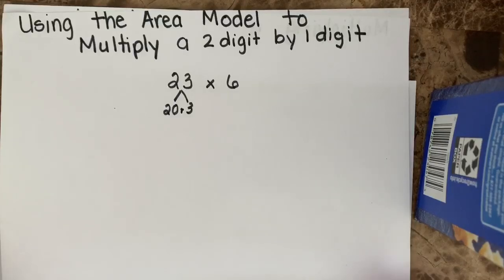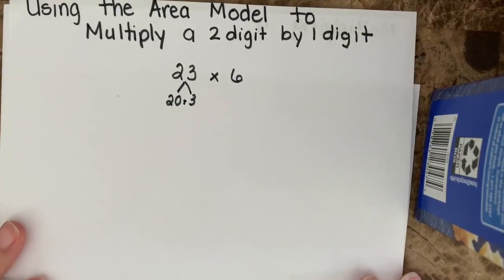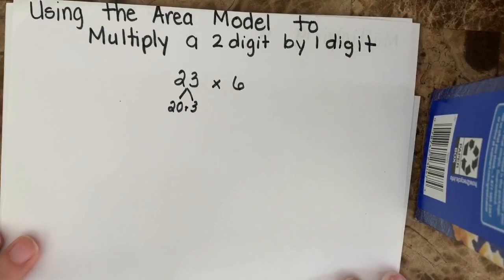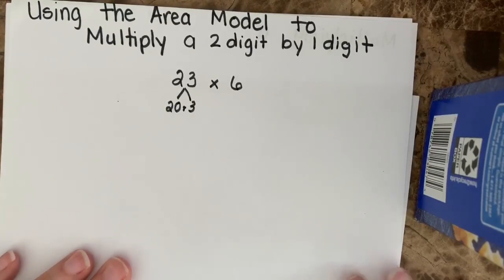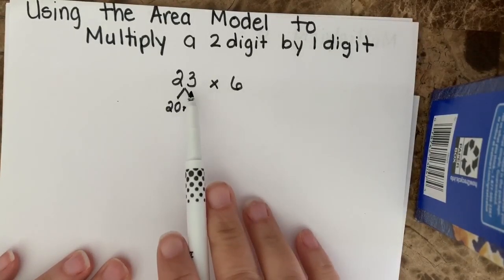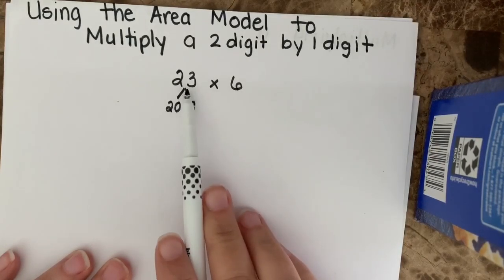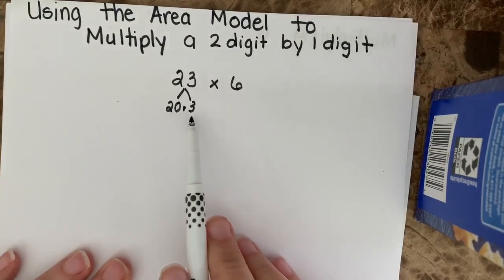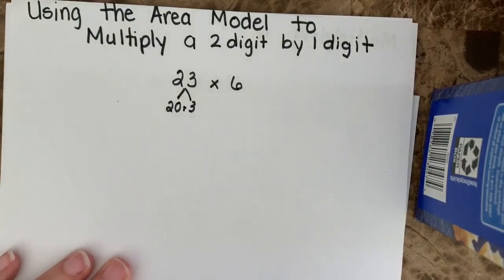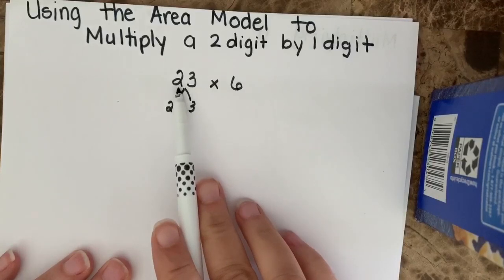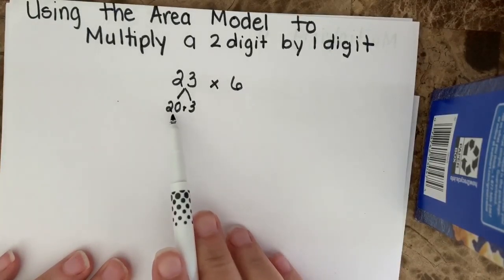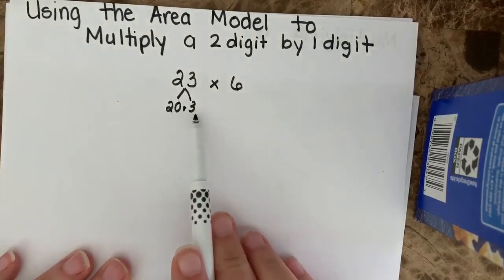Good morning. Today we are going to review using the area model to multiply a 2-digit by a 1-digit number. So I've taken the number 23 times 6 and I've already broken apart the 23 into tens and ones to make my multiplication problems easier to work with. Since there are two tens, I've broken 23 into 20 plus 3.